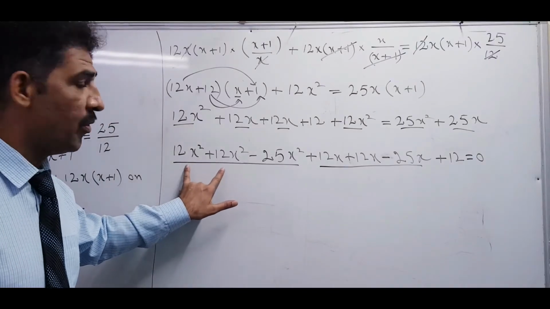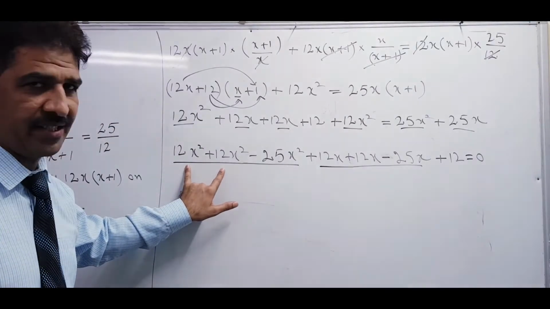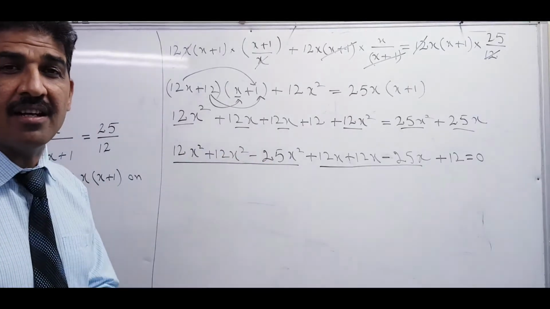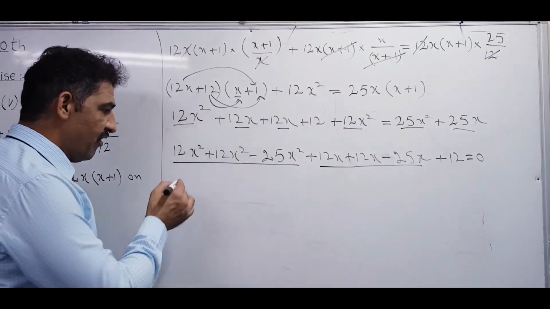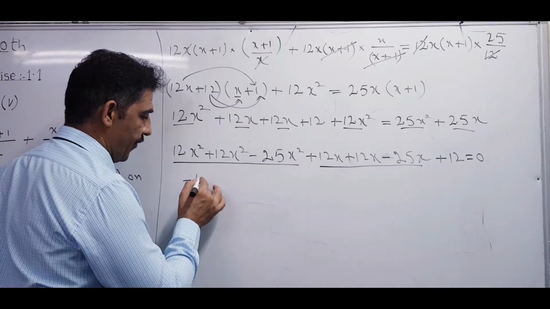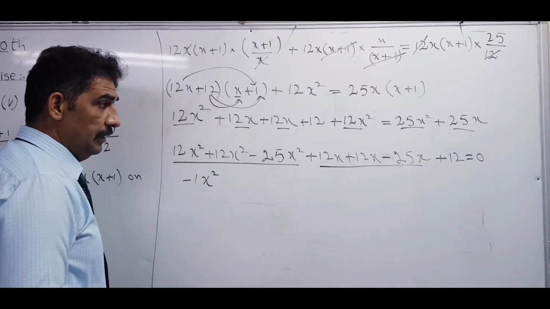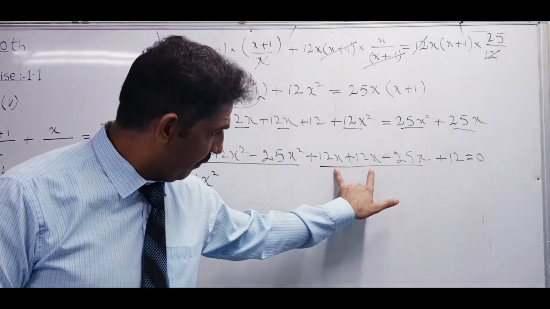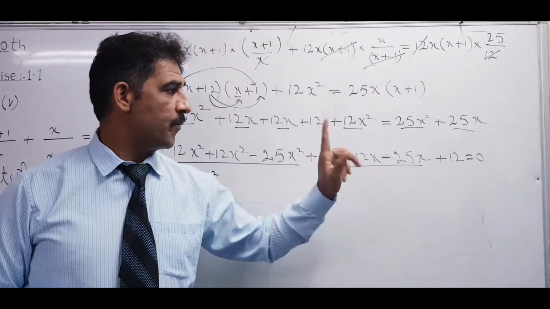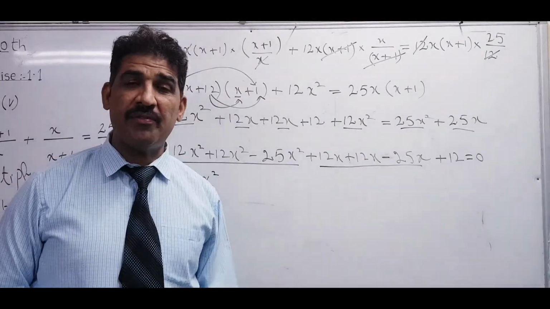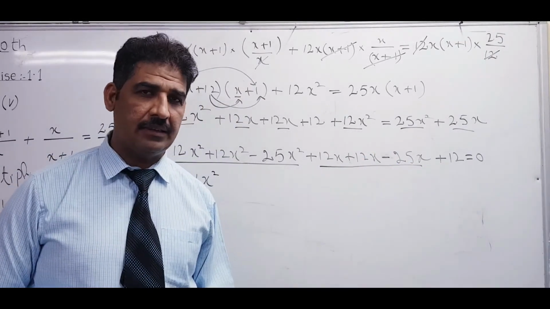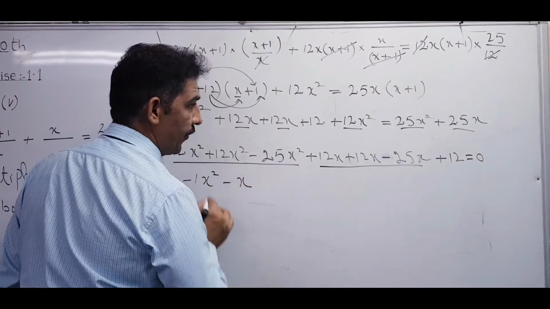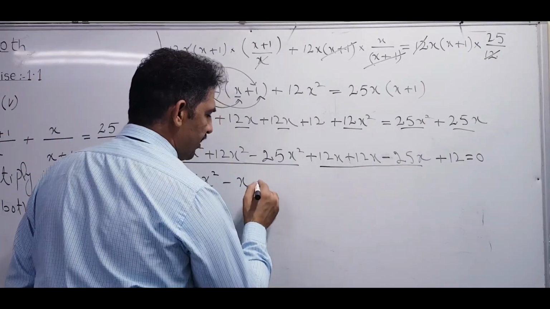Plus 12 and 12, 24x square. Plus 24 and minus 25, what is the answer? Minus 1x square. Good. Plus 12 and plus 12, plus 24, plus 24 and minus 25, what is the answer? Minus x. Good. And the last term is single term, right?